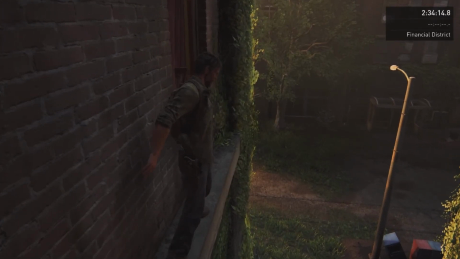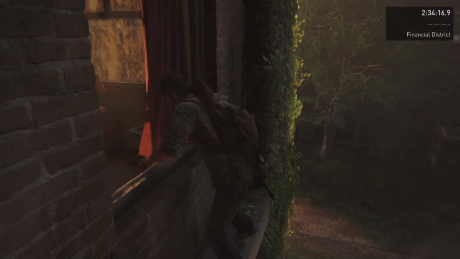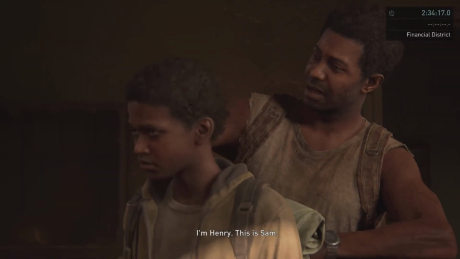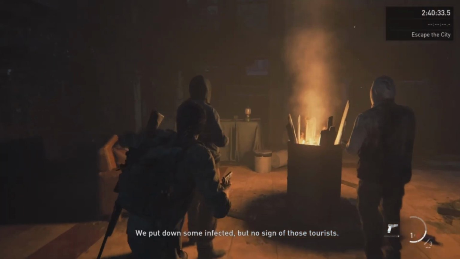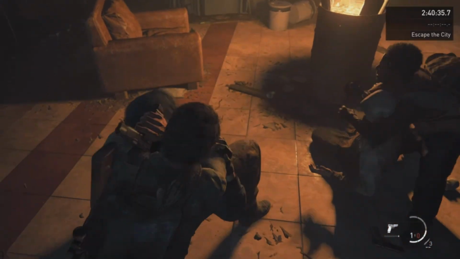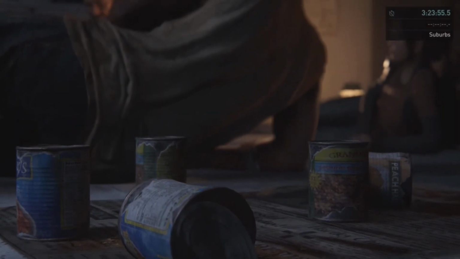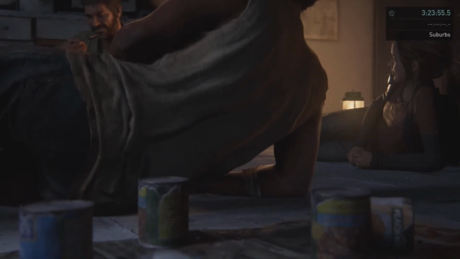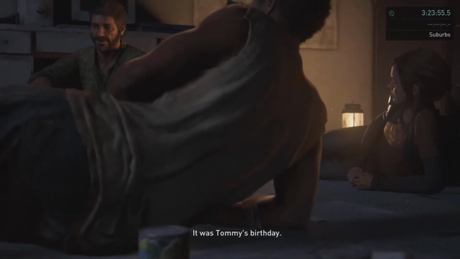Number 8. Sam got bit. When Ellie and Joel went to Pittsburgh in The Last of Us Part 1, they teamed up with 2 brothers, Henry and Sam. Together, they fought against a bunch of hunters and infected alike. Seeing as how the group found themselves in such an intense fight, it seemed like a miracle that all 4 of them made it out alive.